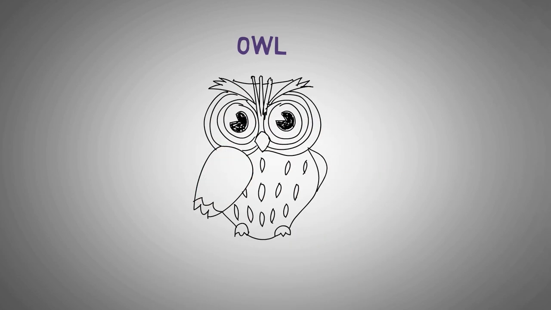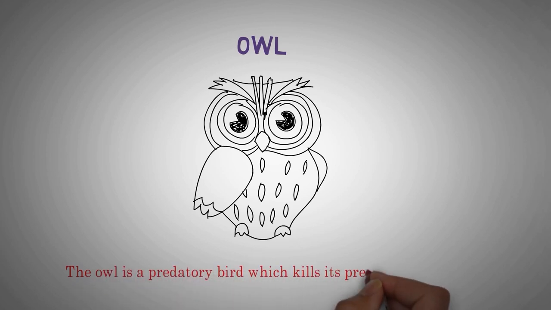Owl. The owl is a predatory bird which kills its prey with its claws.